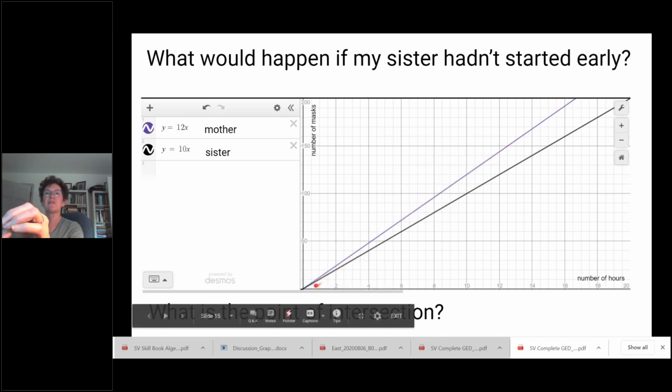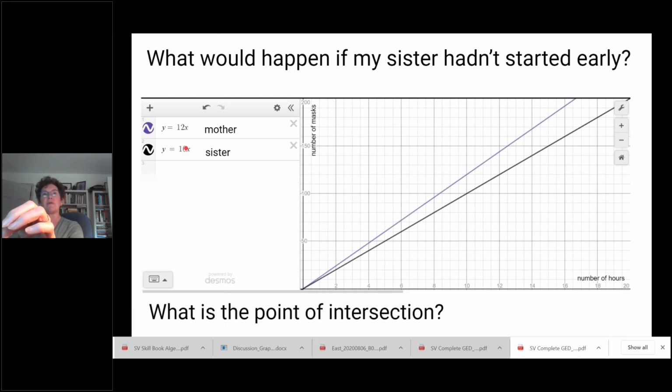So the only point of intersection in this system of equations is 0, because 12 times 0 is 0, and 10 times 0 is 0. As soon as we add 1 in, 1 times 12 is 12. 1 times 10 is 10. As soon as we add any number in there, a quarter, 1 million, it doesn't matter, we will never have another point of intersection. 0, 0 is the only point of intersection for this system of equations.